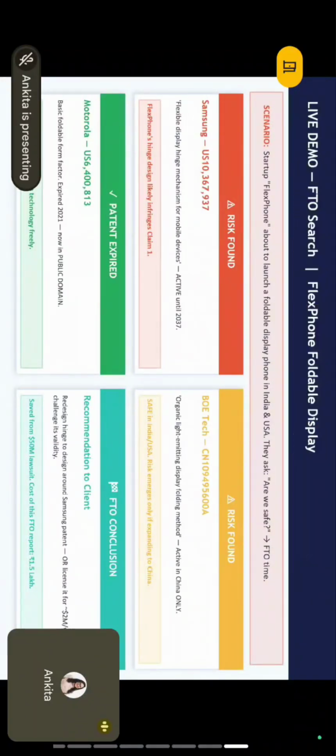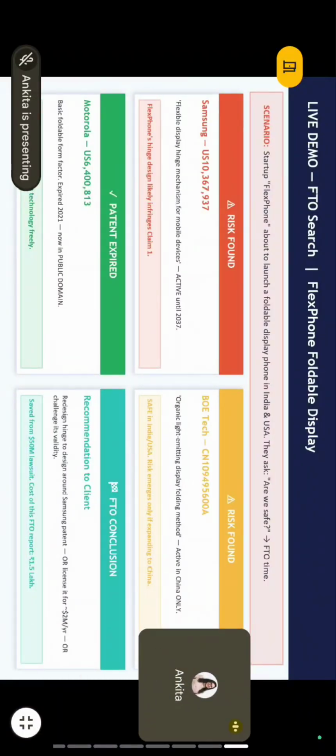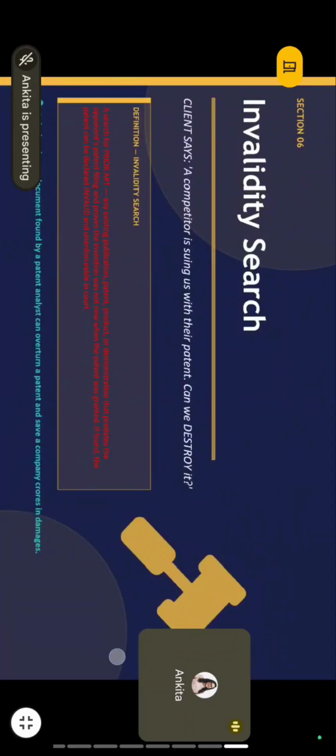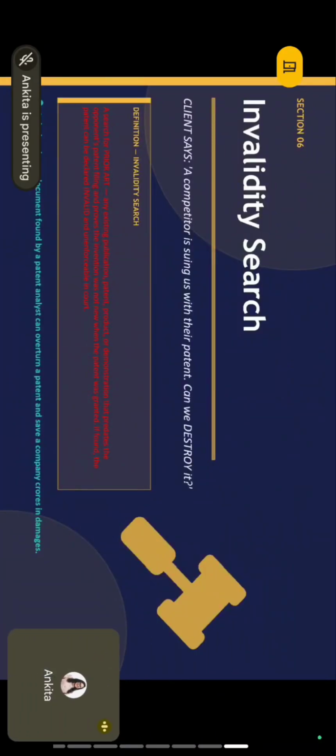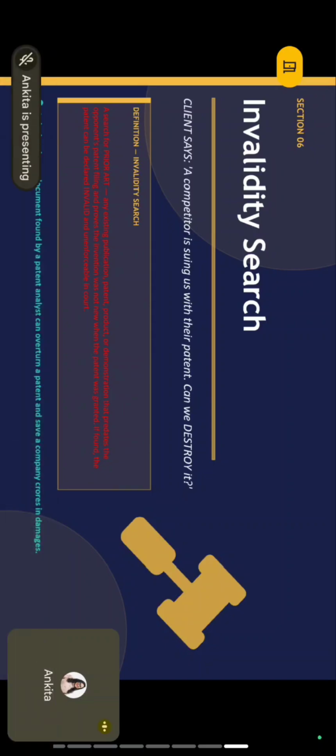Now what are the recommendations from our side to the client? Either the client should redesign the hinge to design around the Samsung patent, or the client should take the license from Samsung, or the third important thing that the client can do is invalidity search. And here we are in the next slide, where we are going to discuss the third and most important search in patent companies, that is invalidity search.